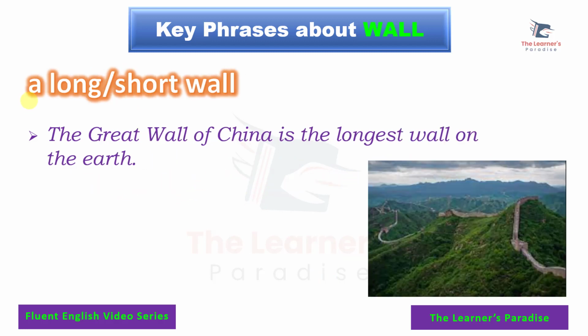Next we have a long wall or a short wall. It means how long the wall is or how short the wall is. There are many walls, they can be very long or they can be very short. This is the picture of the Great Wall of China, right? It's the longest wall. Example sentence is, the Great Wall of China is the longest wall on the earth.